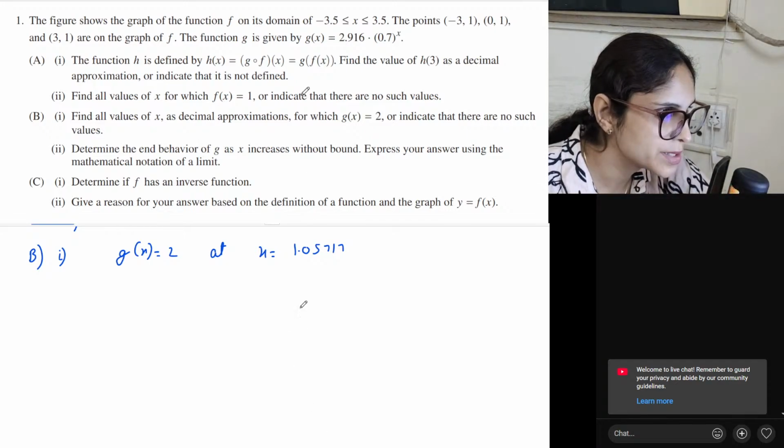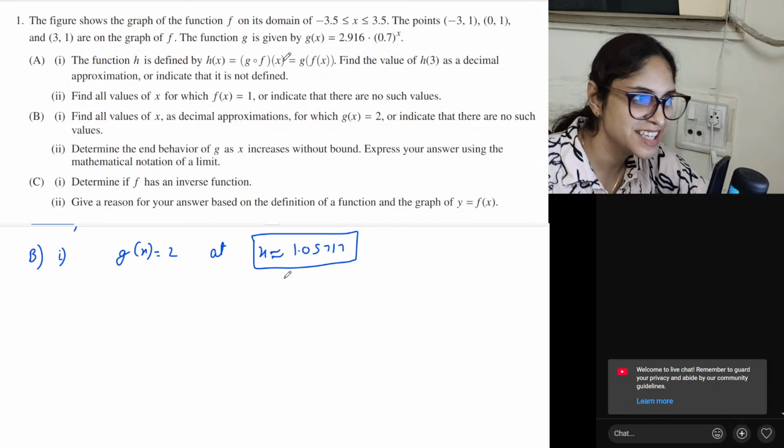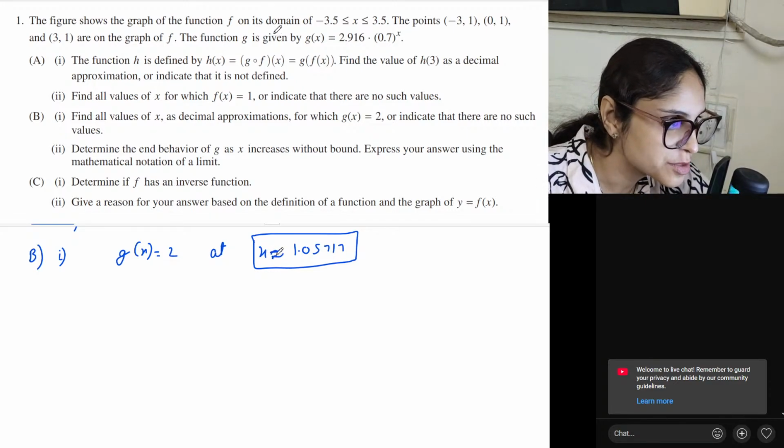So these are pretty easy questions because calculator is allowed to you. So you just have to write it and write very equal to because it is approximation.